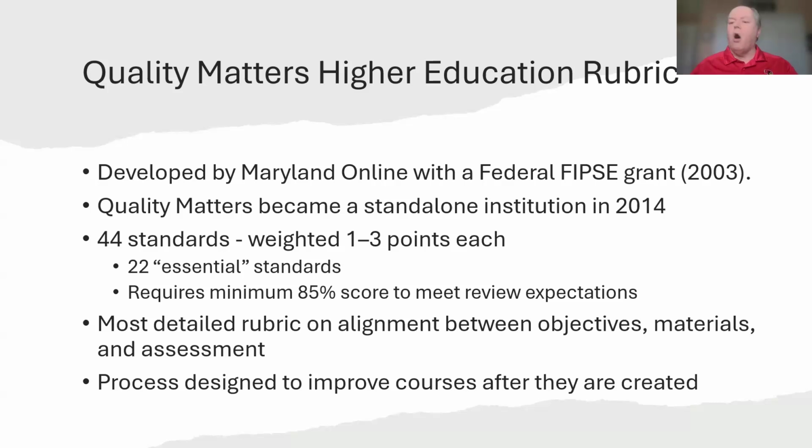With Quality Matters, it's all about alignment. And the process for the Quality Matters rubric is designed primarily after the course has already been developed. It is designed to improve courses after they've been created. So the faculty member creates a course. It is submitted for a Quality Matters review using the Quality Matters rubric, and then there are recommendations for how to improve the course.